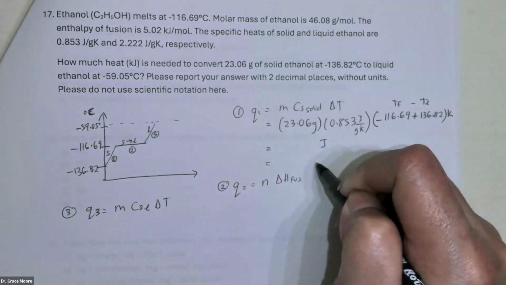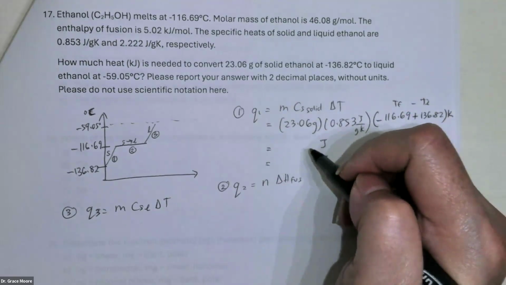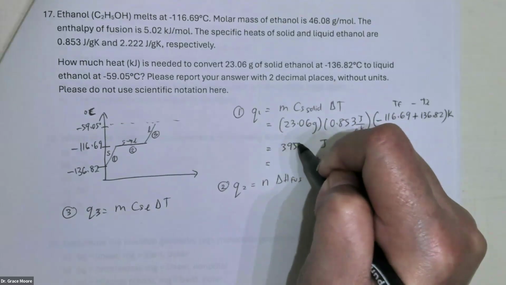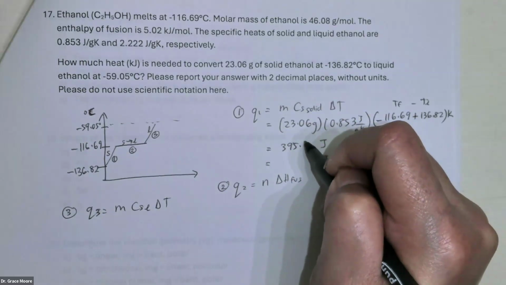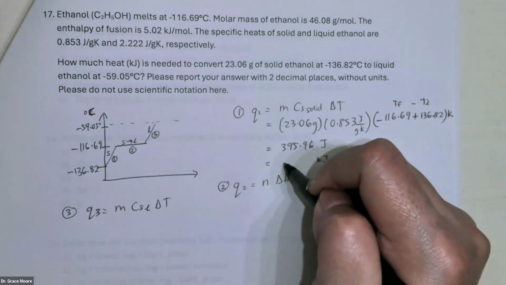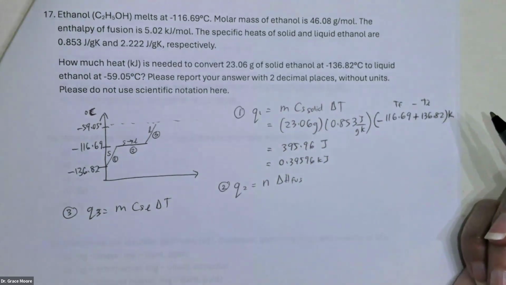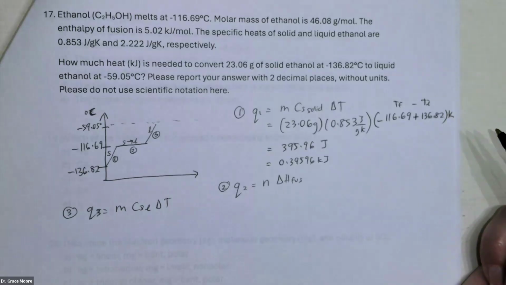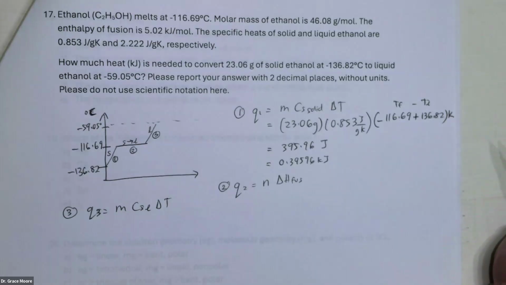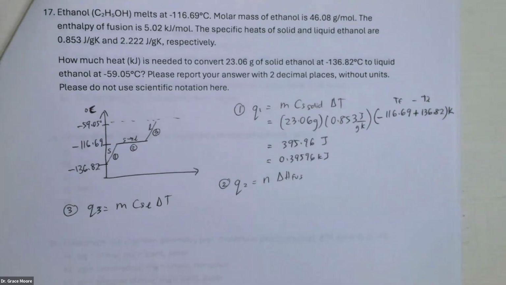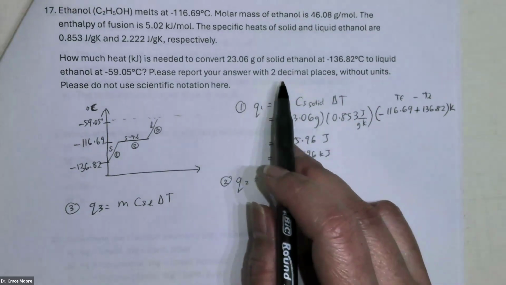If we want to answer in kilojoules, we have to divide by 1,000. So over here, you get 395.96, and you divide that by 1,000, 0.39596. I'm writing extra numbers down, but you only need like 3 sig figs here. I'm just going to write a bunch of numbers down, and then at the end, we round to 2 decimal places.